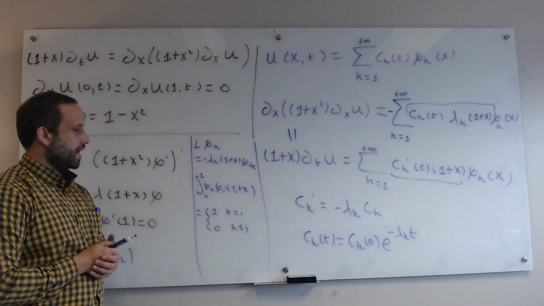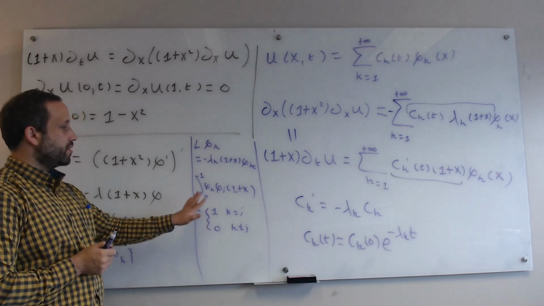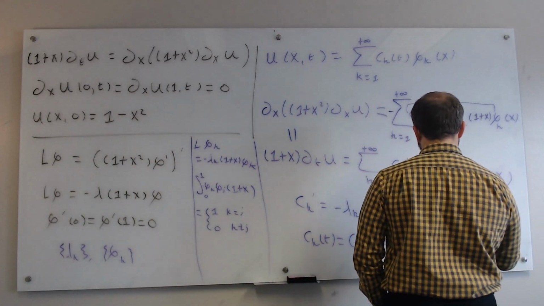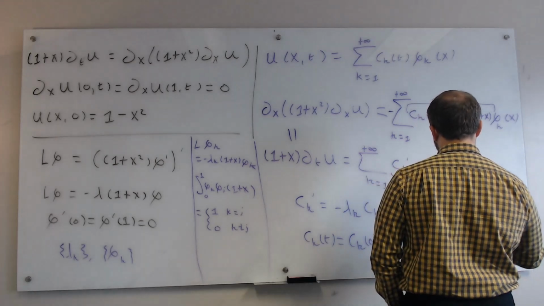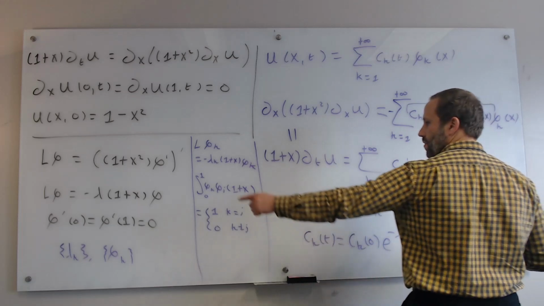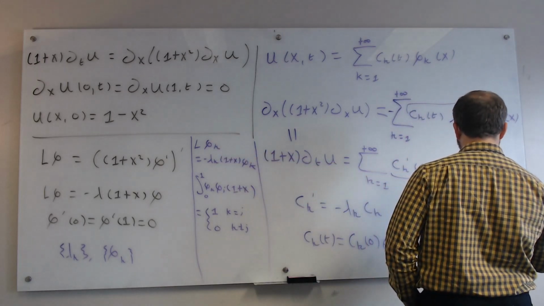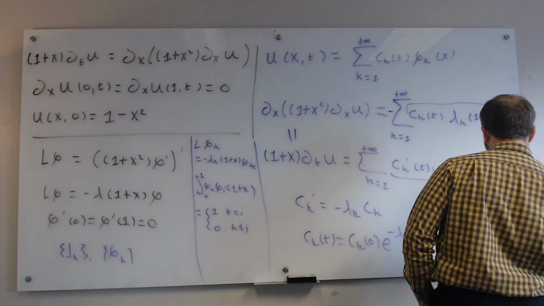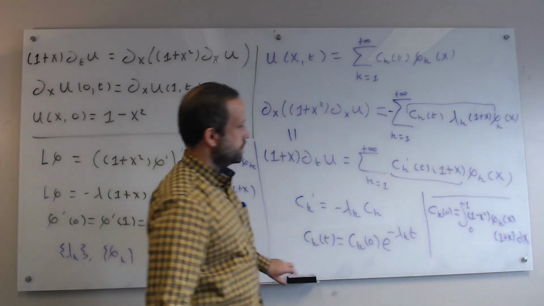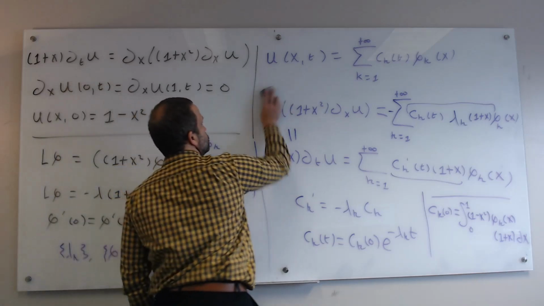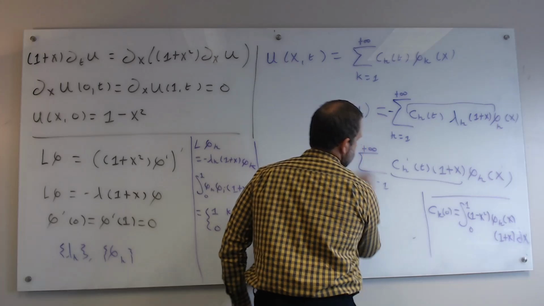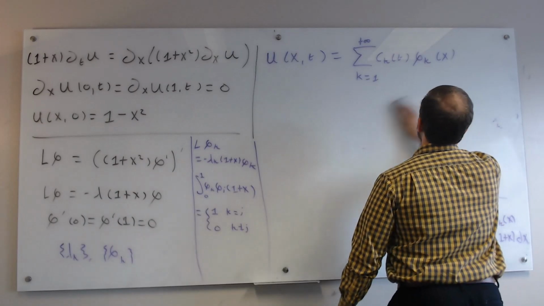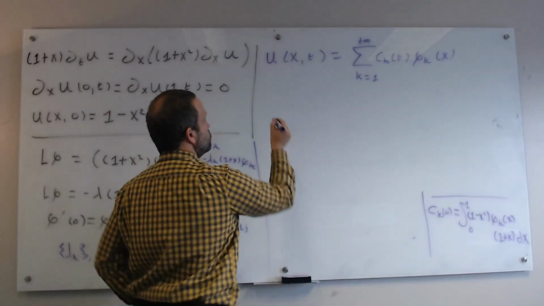And because we know that phi k satisfy these orthogonality conditions, as we saw in previous lectures, ck of 0 is just going to be equal to the integral from 0 to 1 of the initial condition, which is 1 minus x squared, times phi k of x times (1 plus x) dx. Okay, so I'm going to write that up here. I'm just going to copy and paste this in a couple of steps.